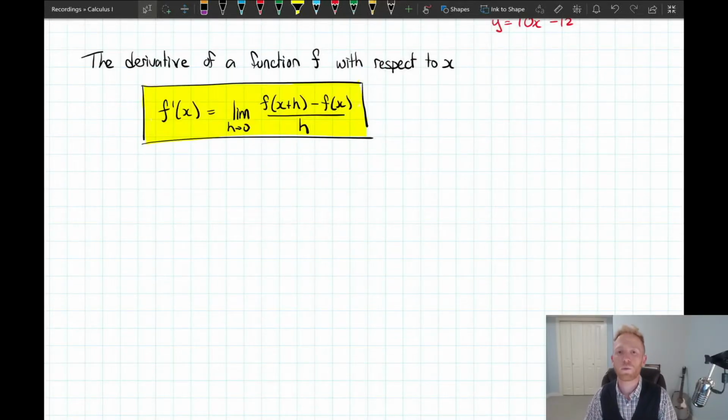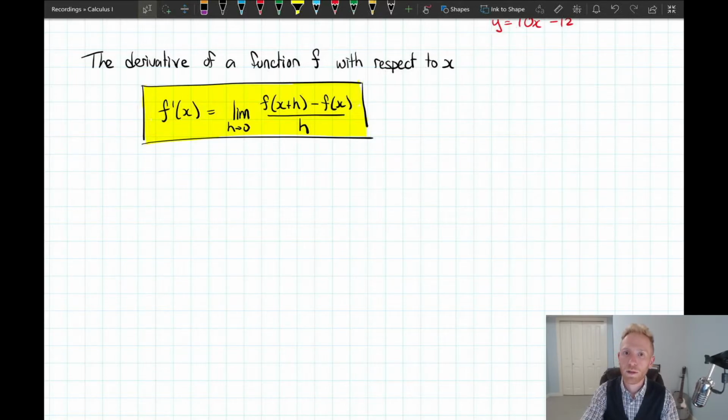Okay, so this is really one of the biggest definitions, probably one of the most important definitions of first semester calculus, and that's the definition of the derivative. We say that the derivative of f with respect to x is the limit of f of x plus h minus f of x, all divided by h, and then we take the limit as h goes to 0.